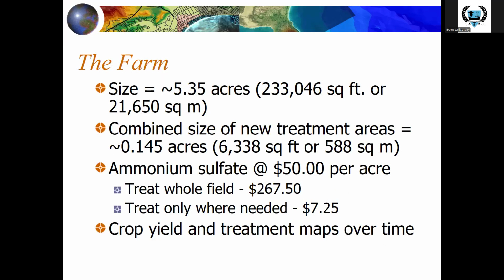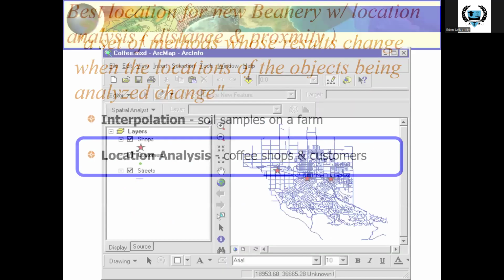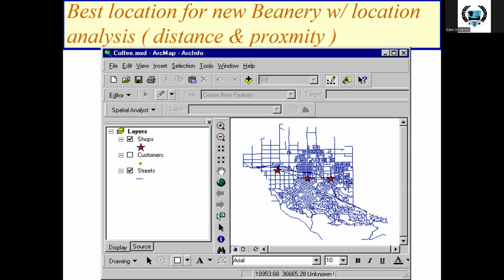So the farm. A set of methods whose results change when the location of the object is being analyzed. So interpolation. So there we are.